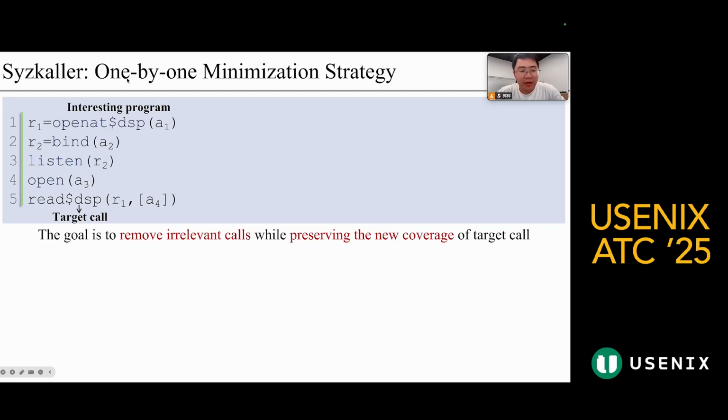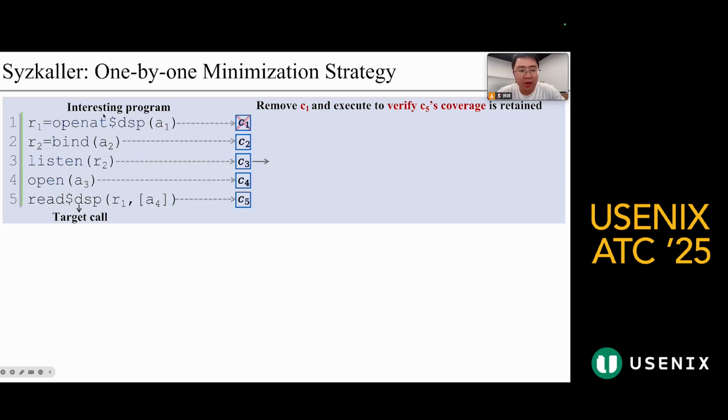Take Syzkaller as an example. It adopts a one-by-one minimization strategy to remove irrelevant calls and arguments. For call removal, the goal is to remove irrelevant calls while preserving the new coverage of the target call. For this interesting program, it has 5 calls, and the last call, call 5, is the target call, which achieves the new code coverage. First, it removes call 1 and executes to verify that call 5's coverage is returned.